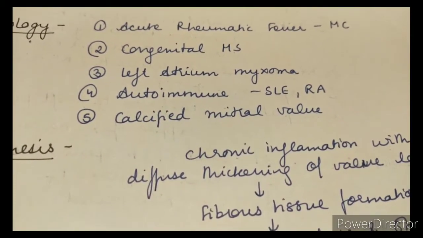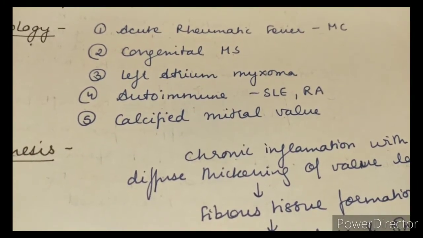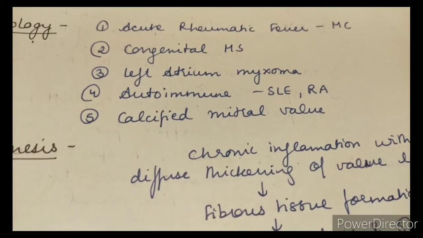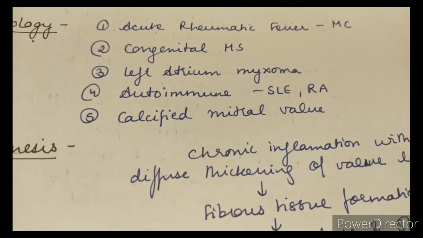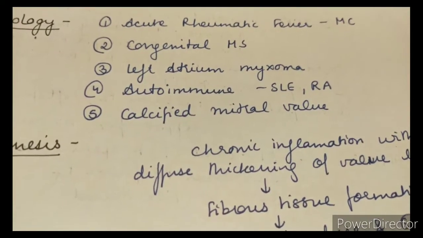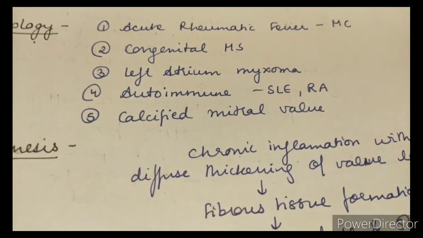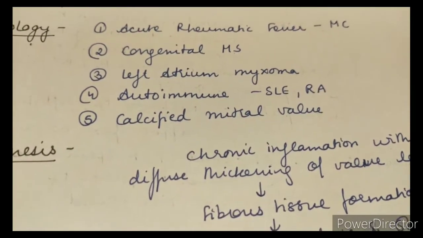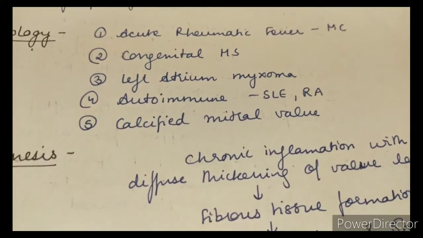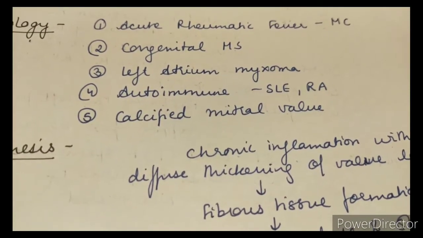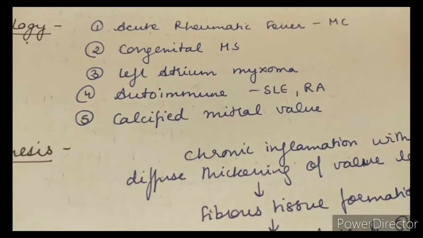You should avoid using left atrial myxoma in the etiology because most of the teachers do not consider it as an etiology, rather they consider it as a complication. So you can avoid it here. Similar is the case with infective endocarditis. So these are the important causes. You should say acute rheumatic fever most commonly, then congenital MS, then these autoimmune diseases and the calcified mitral valve. These are more acceptable.